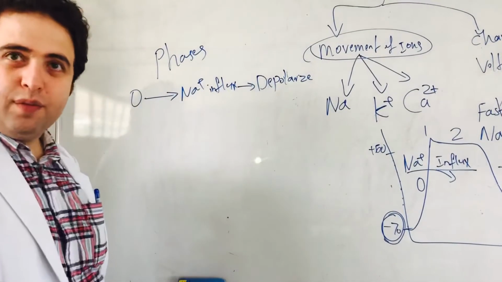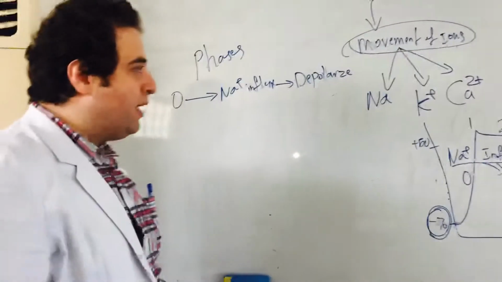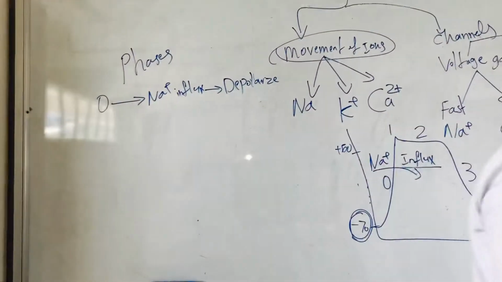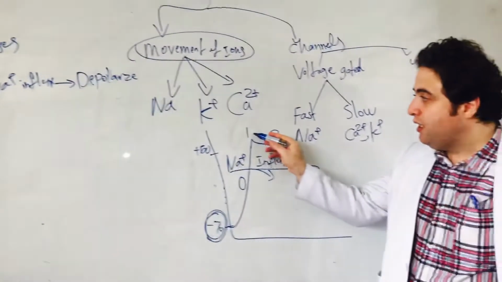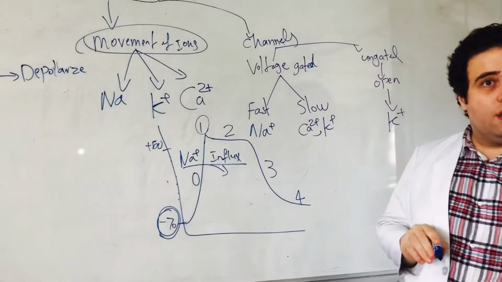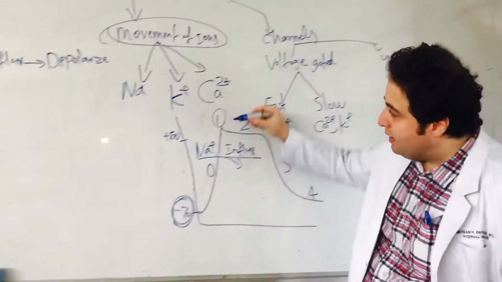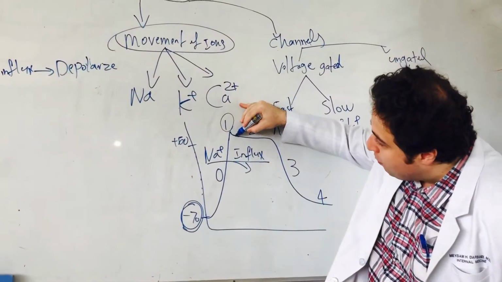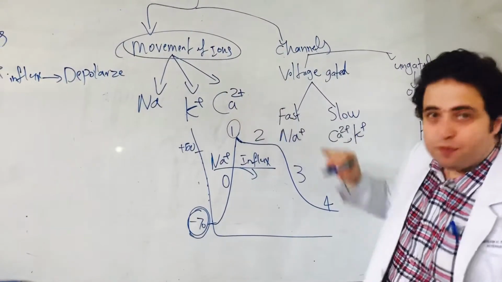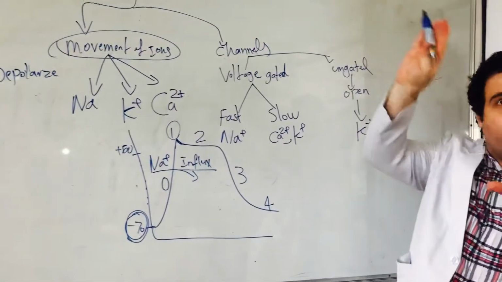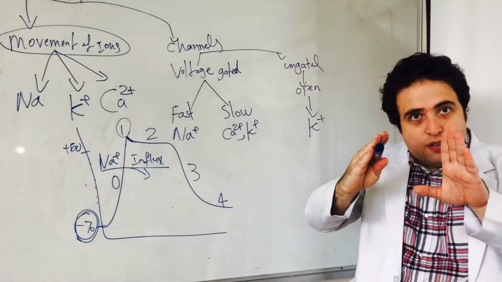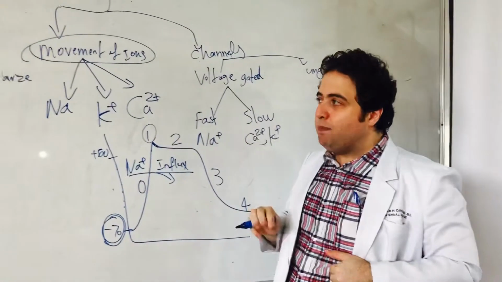Correct? Let's see what is phase 1. If you see the phase 1, okay, in the phase 1, the cell becomes repolarizing, right? The phase 1 is not going up anymore, it is going down. So in phase 1, what happened?